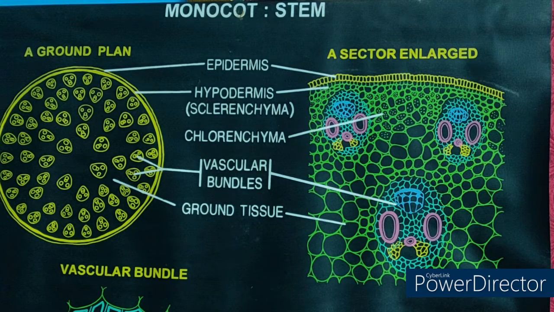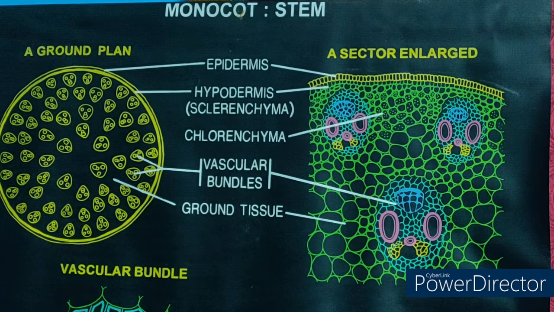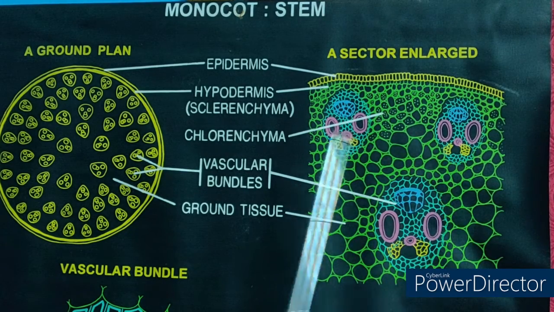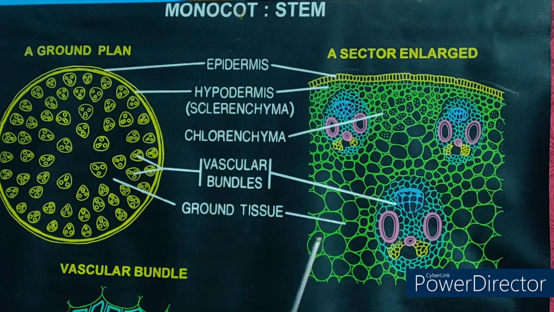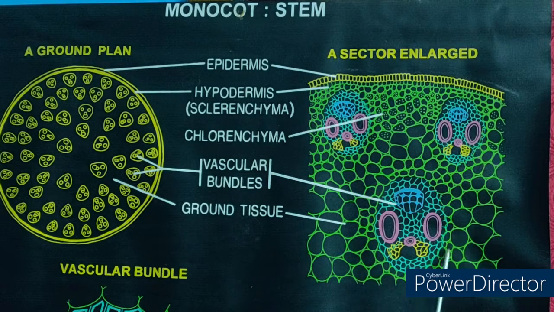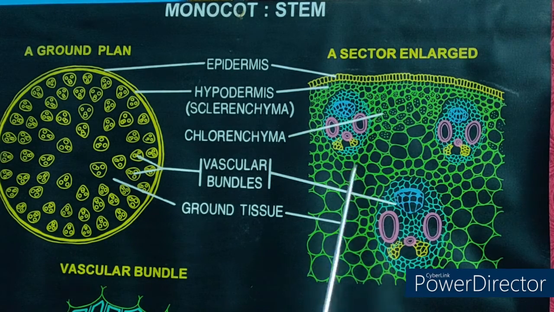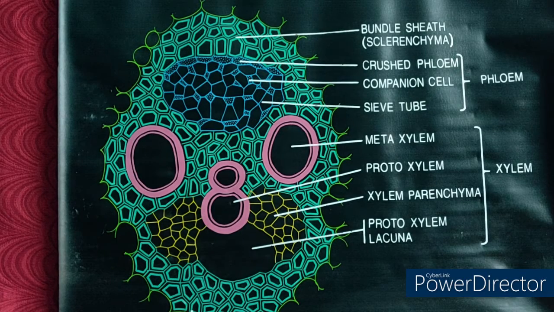Now if you look into this structure, each vascular bundle is surrounded by a few layers of sclerenchyma cells. So you come across some sclerenchyma cells, and that condition is known as bundle sheath. In the last topic we learned about the starch sheath, a covering of the vascular bundle which comprises starch. But in the monocot stem you come across sclerenchyma cells forming the covering of the vascular bundle, and so it is known as bundle sheath.